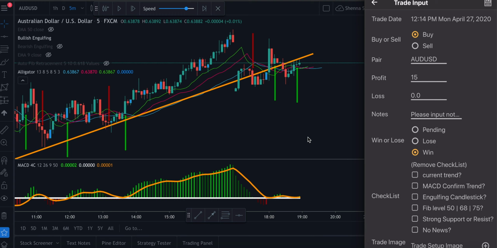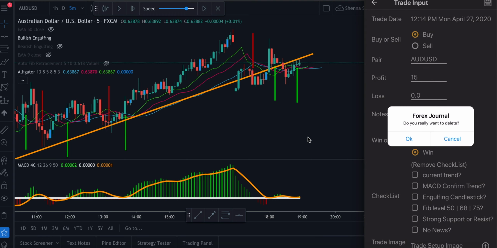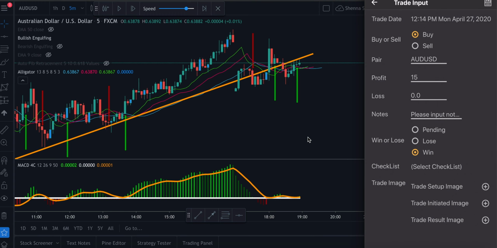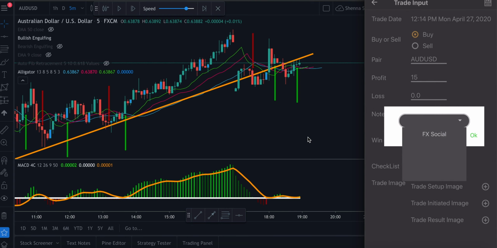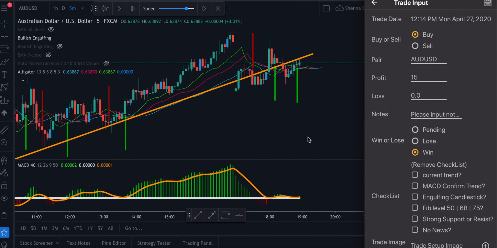So let's say that I did 1, 2, 3, but these 2 didn't happen. Let's say there's no news, but these 2 didn't happen. Let's say I still take the trade, but if I lose, I want to know, okay, when I lost, this didn't confirm. So I keep losing, and every time I lose, that didn't confirm. I know I need to start including this within that trade.